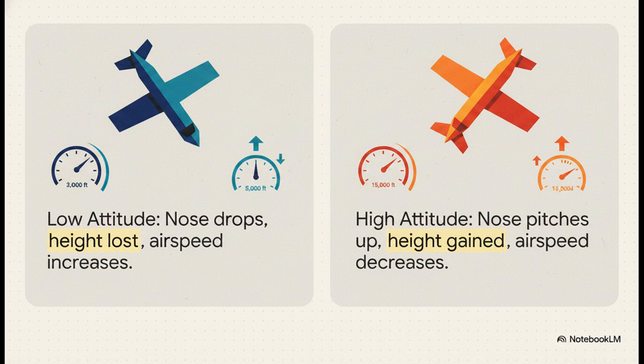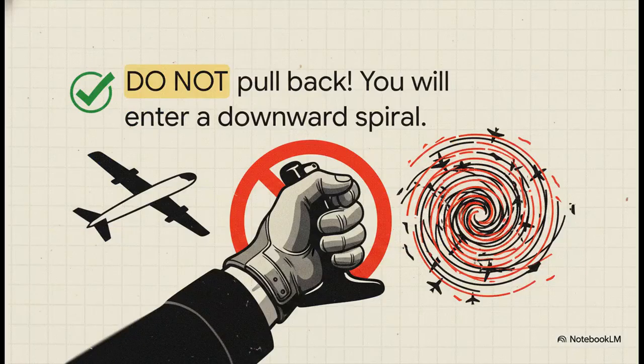Recognizing which of these 2 extremes you've just slipped into is the absolute crucial first step in saving your maneuver. Now listen closely to this. If you find yourself in a low attitude, there is a hard, fast rule. Do not pull the control column back.